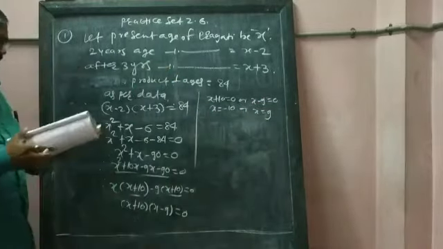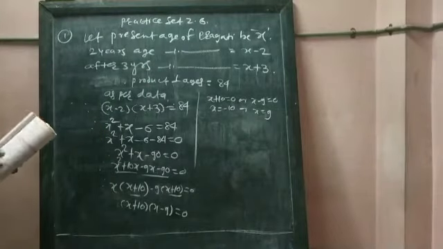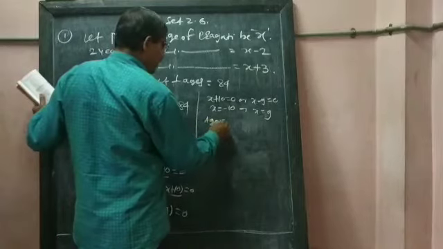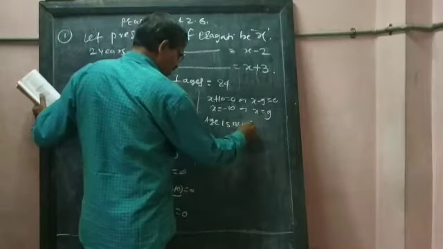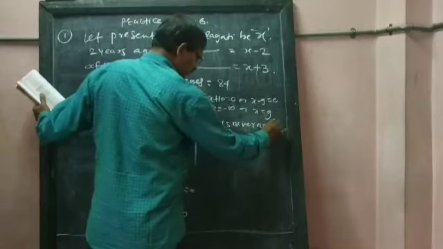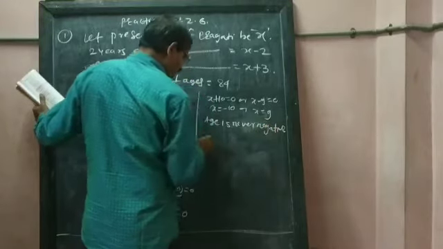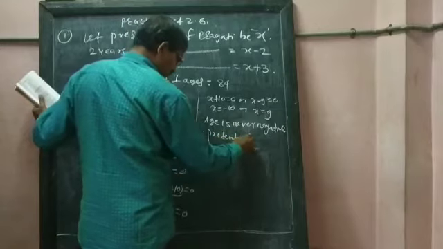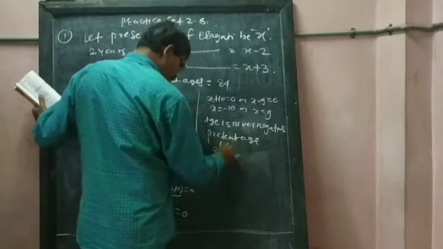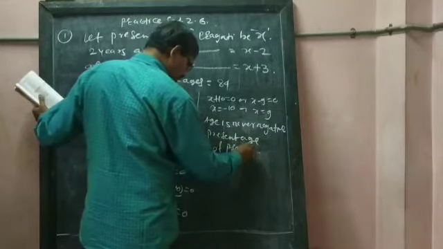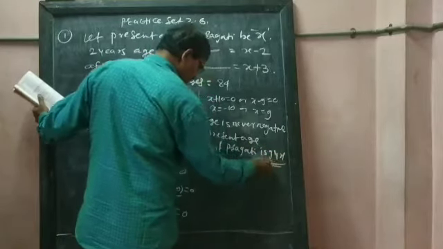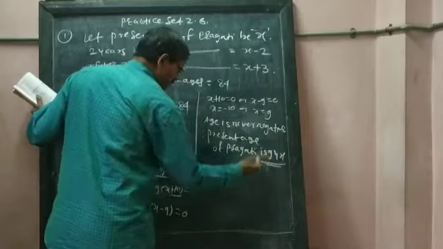Age is never negative. What is asked? Find her present age. You should mention here, age is never negative. Therefore, the present age of Pragati is 9 years. This is the required answer.